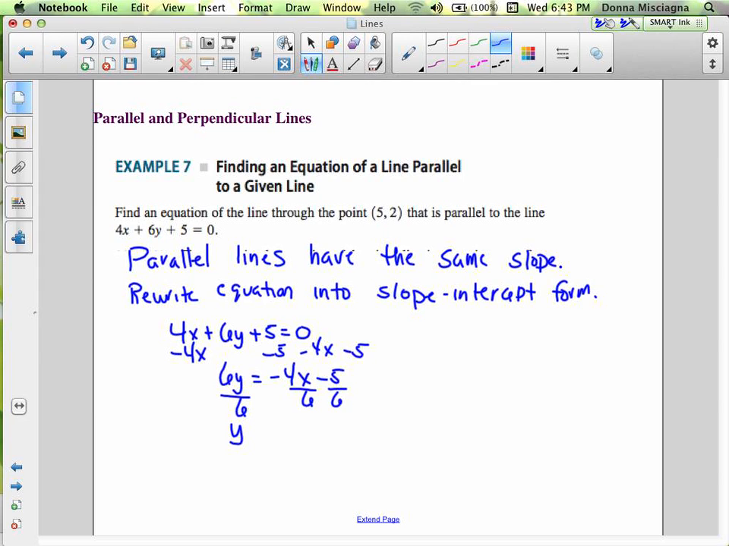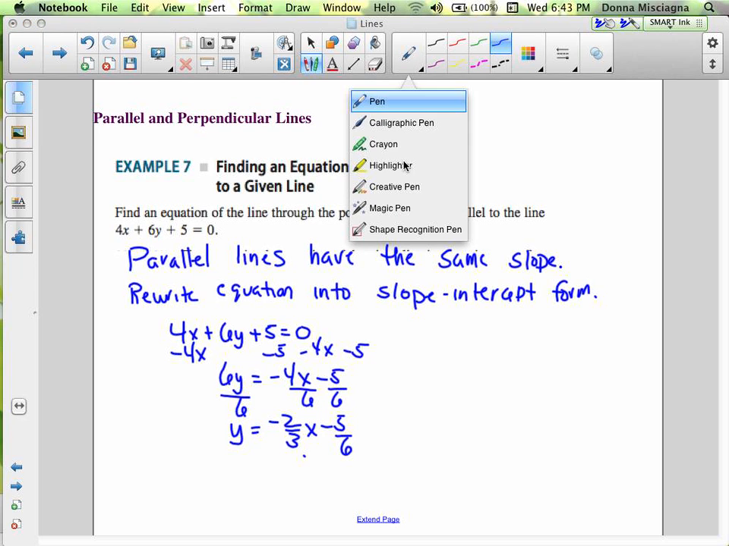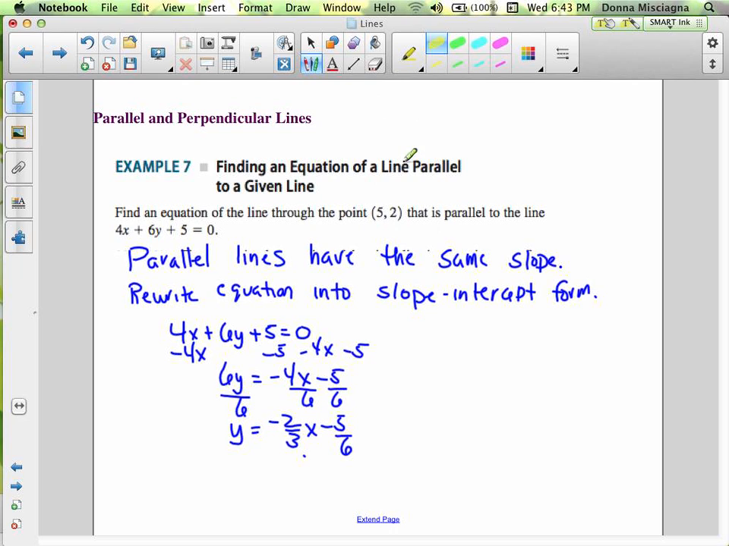All right, so that would be y equals, so we have negative 4/6, and we could reduce that. They're both divisible by 2. So let's make that negative 2/3 x, and then minus 5/6. All right, so of course the coefficient in front of x there would be the slope, right? So there's our slope.